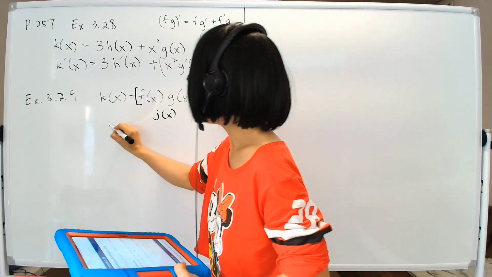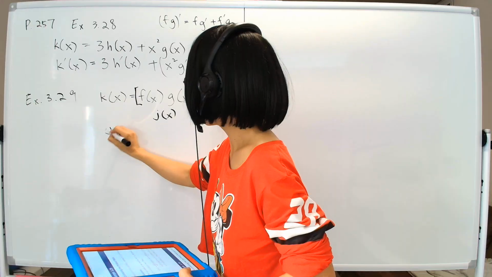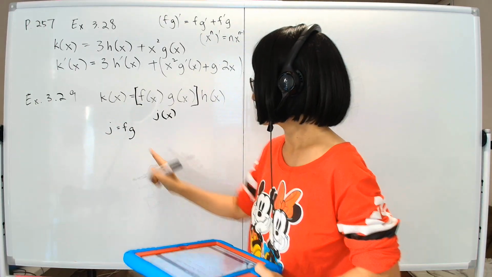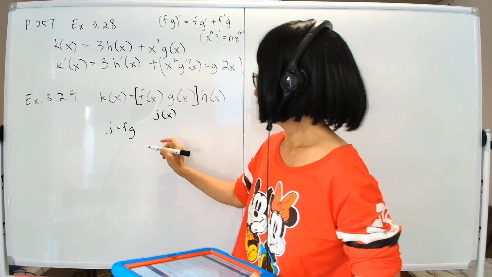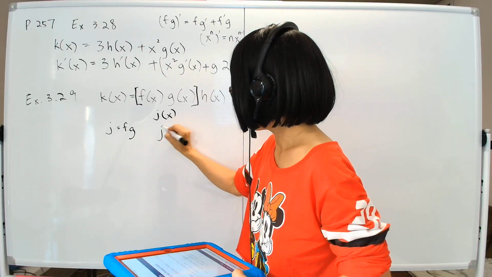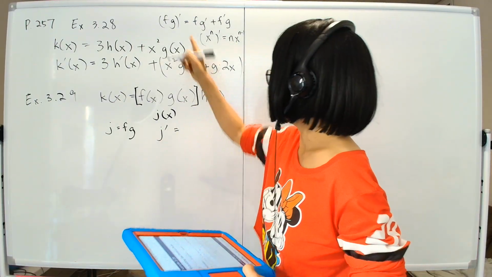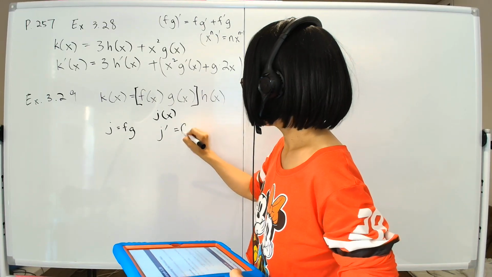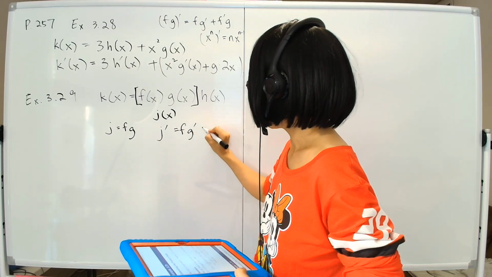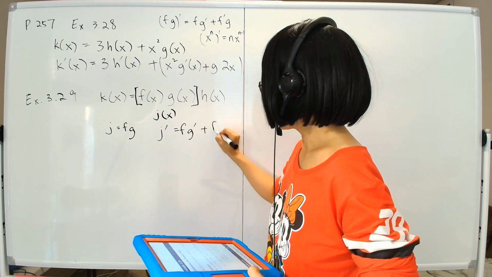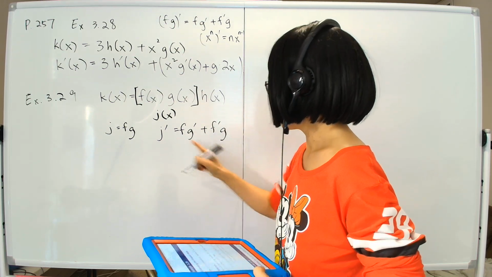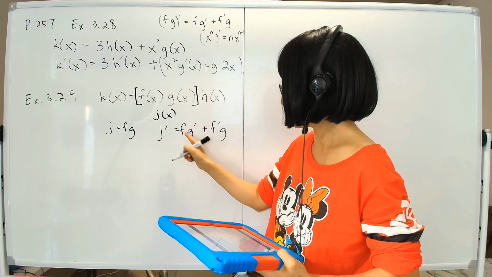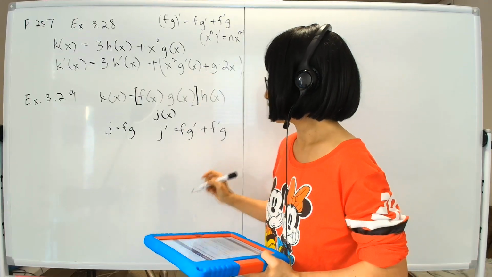Such that, right now we have j equals f times g. I'll skip all the x's for now. Then j prime, the derivative of j, equals, according to the product rule, f times g prime plus f prime times g. That's the product rule. Each one gets to do the prime ones and keep being the original ones. That's how it works.